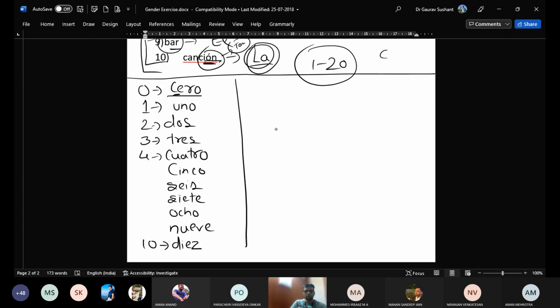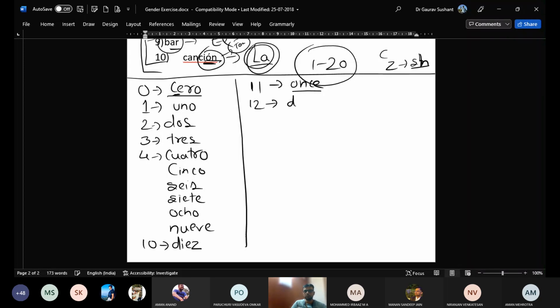So this is still 10. Nueve and then diez. I told you already that z has an sh-like pronunciation, so you should say diez. Don't say anything similar to English pronunciation. Then the next one is once. The spelling is very similar to the word in English, but the pronunciation is different. Don't say it the way you say it in English.